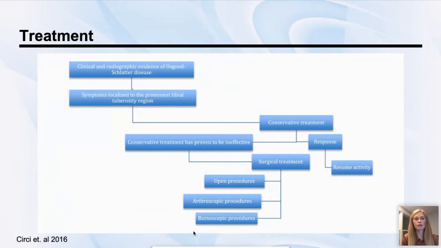This is a great diagram to look at treatment for Osgood-Schlatter disease. We are going to discuss more in depth on conservative treatment, but in some severe cases, surgery is an option. The two most common procedures performed are ossicle excision and tibial tubercle prominence resection.